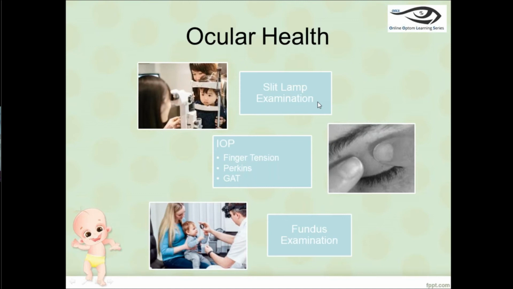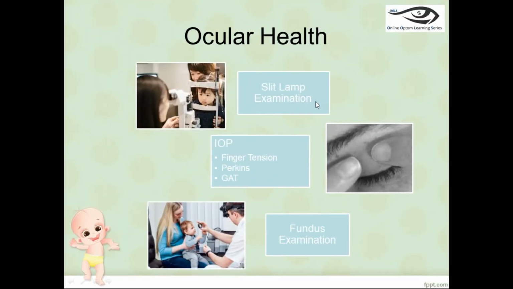Okay, finally, then we will move on to the ocular health. We will do a slit lamp examination where if the child is able to sit on a slit lamp, then we will do the slit lamp examination. We can do the IOP test in different ways. In smaller kids, we can just have a gross idea of the IOP using the digital method and comment on what finger tension we are feeling.